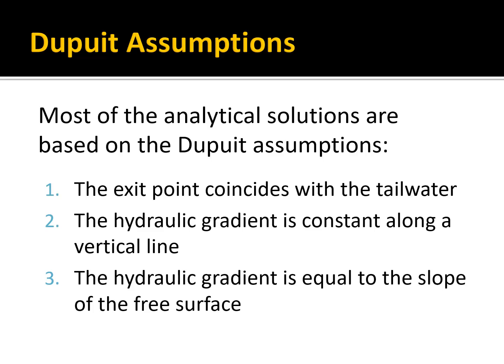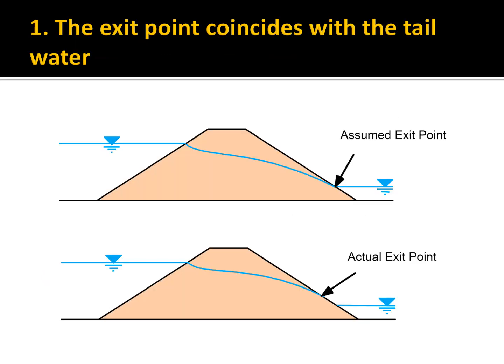Number one, the exit point coincides with the tailwater. So on the back end where the phreatic surface exits the saturated region, that coincides with the tailwater on the back end. In reality, it coincides above that. We have a graphic of that in a minute. Number two, the hydraulic gradient is constant along a vertical line. And three, the hydraulic gradient is equal to the slope of the free surface.